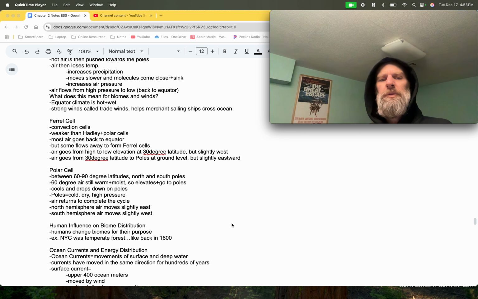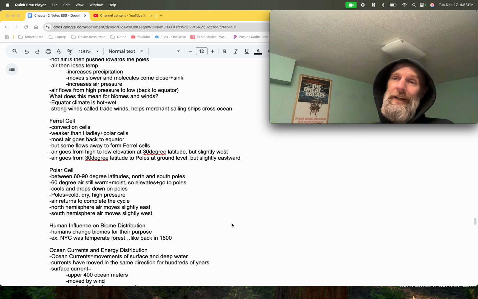Humans change biomes for their purpose. I am not a product of my environment. My environment is a product of me. Humans, if we don't like something, we do something about it. We change it. So, example, New York City was a temperate forest, like back in the 1600s.